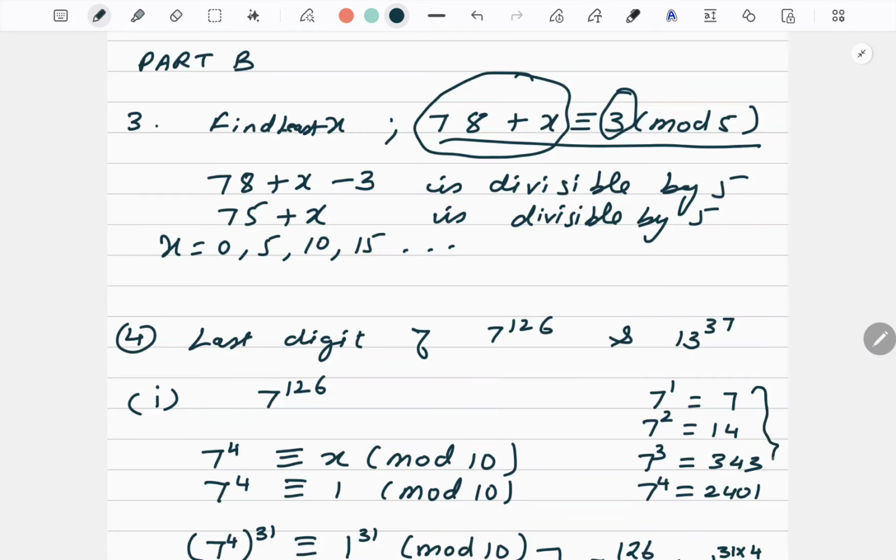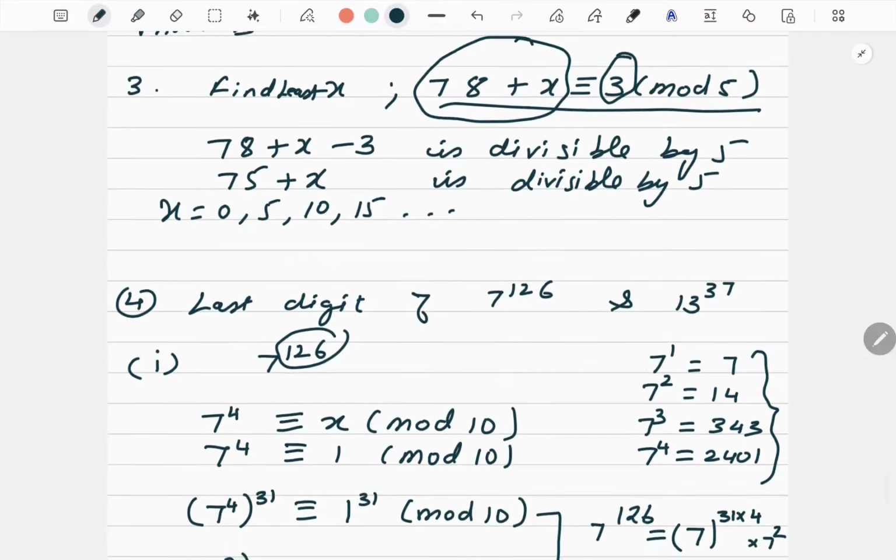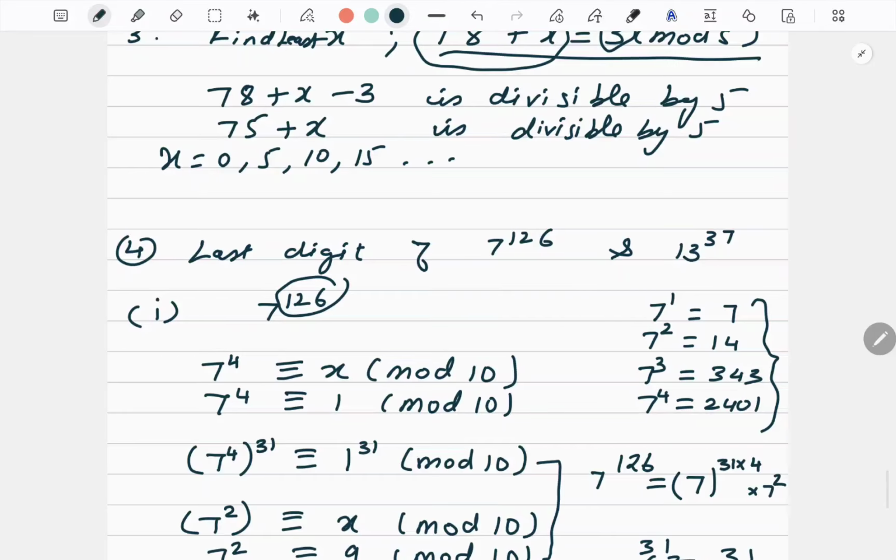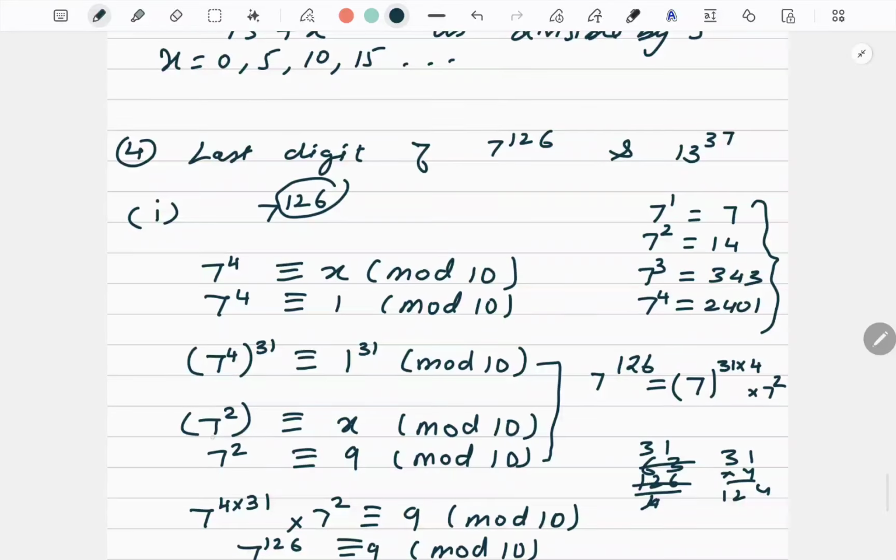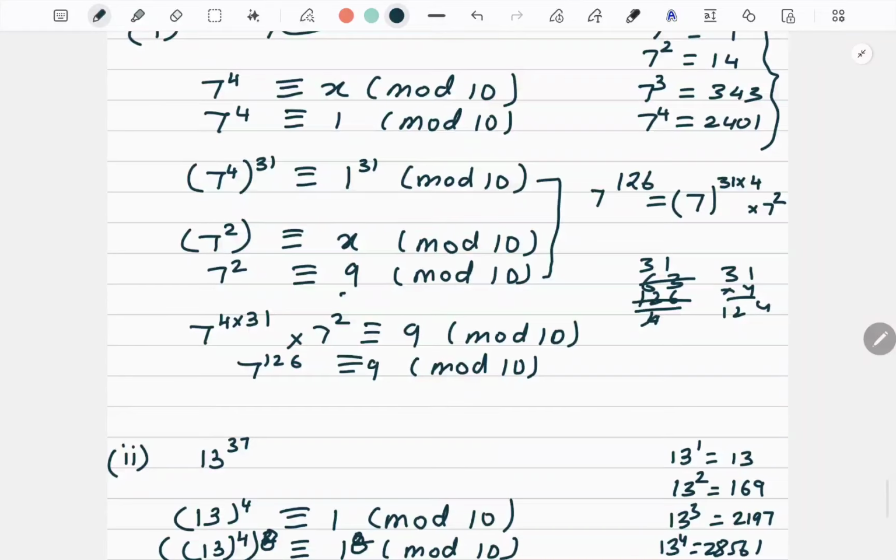Same concept. I know these powers. So first raise this to the power 4. You will get 1. Now go near to 126. So 4 times 31 I did. So I got this thing, and then reaching 31, 31 into 4, I want to go to 126, 124 I'll get. So 2 more I need. So 7 square, which is 49. So again 9. So the answer will be 9.